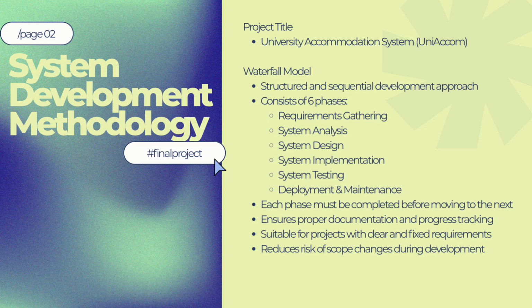The waterfall model follows a structured and sequential process where each phase must be complete before moving to the next phase. The 6 phases are requirement gathering, system analysis, system design, system implementation, system testing, and system deployment and maintenance. We selected this model because the project requirements are clear and fixed, making it easier to manage, monitor progress, and complete the project within the academic timeline.